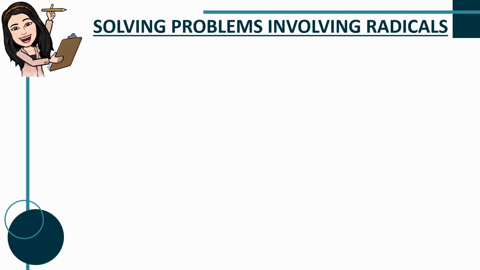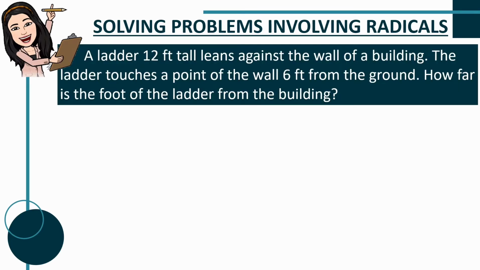Let us have this third example. A ladder 12 feet tall leans against the wall of a building. So, i-analyze natin yung problem. Ang ladder daw, do you know a ladder? Okay, ladder ay yung hagdan. Tama ba? So, a ladder daw na may sukat or may length or may haba na 12 feet tall ay nakalean or nakasandal against the wall of the building.